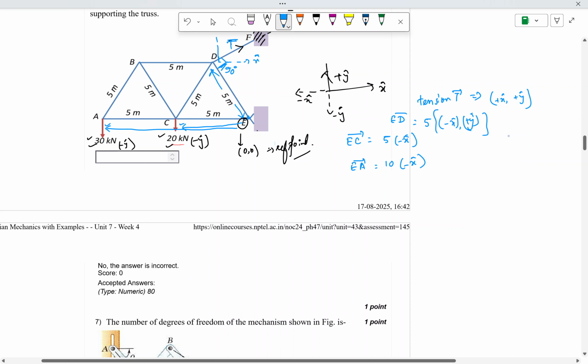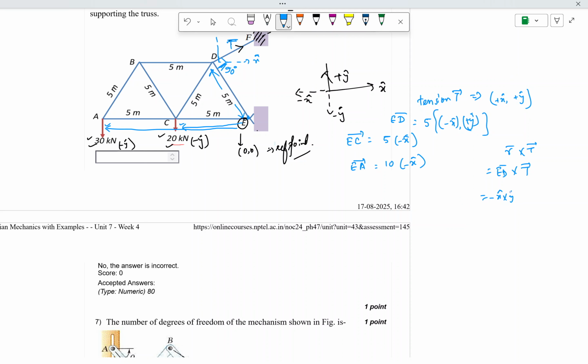So when such an R and T vector is taken in a cross product, where this is the ED vector times the T vector, what you get is a minus x cap plus y cap type of directional thing, and there is also a plus y cap cross x cap sort of directional thing. So this is giving you minus x cap plus y cap is always y cap cross x cap.